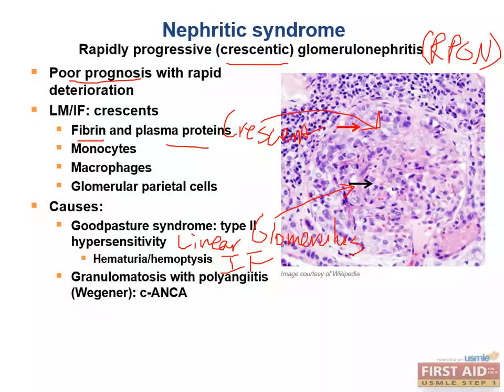Next is granulomatosis with polyangiitis, also known as Wegener's. And you'll want to look for an autoantibody C-ANCA in these patients to confirm Wegener's. And last, microscopic polyangiitis. Look for an autoantibody to P-ANCA to confirm microscopic polyangiitis in these patients. So these are the three causes that can lead to RPGN.